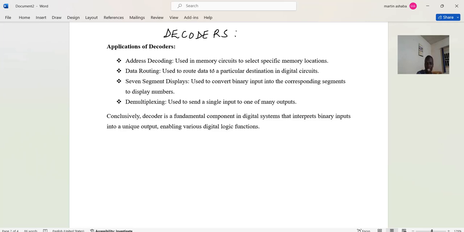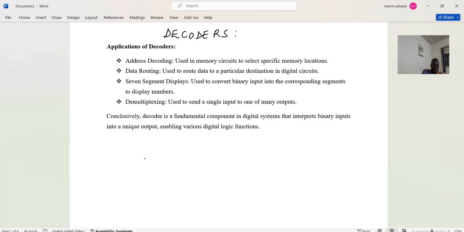So if we select, for example, bits, that means zeros and ones, that correspond to a particular number, then that number will be shown by the 7-segment display.